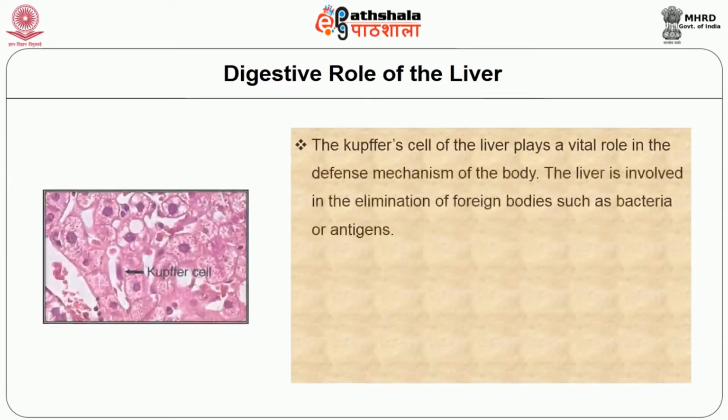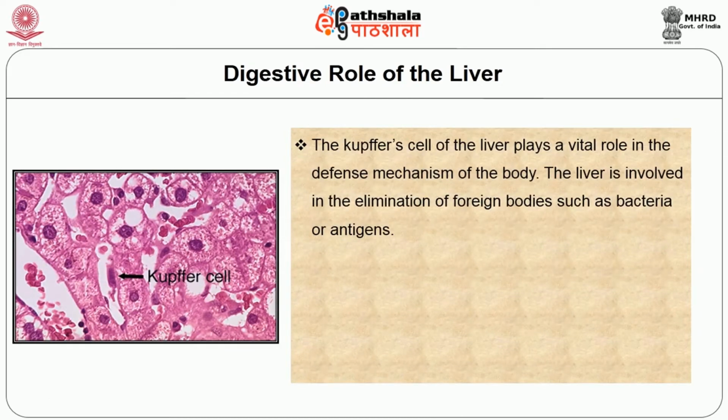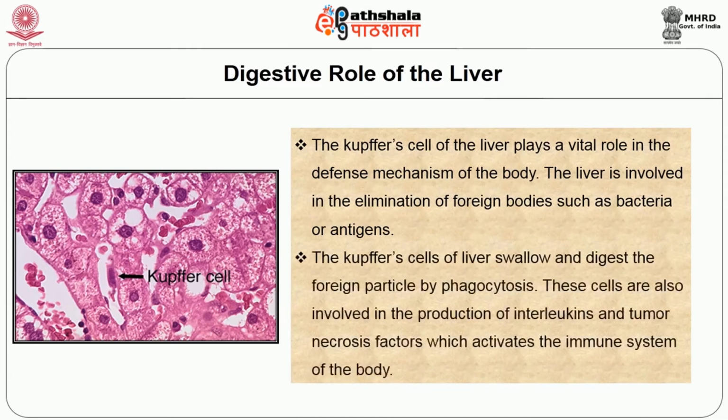The Kupffer cells of the liver plays an important or vital role in the defense mechanism of the body. The liver is involved in the elimination of foreign bodies such as bacteria or antigens. The Kupffer cells in the liver swallow and digest the foreign particles by the process called phagocytosis. These cells are also involved in the production of interleukins and tumor necrosis factor, which activates the immune system of the body.